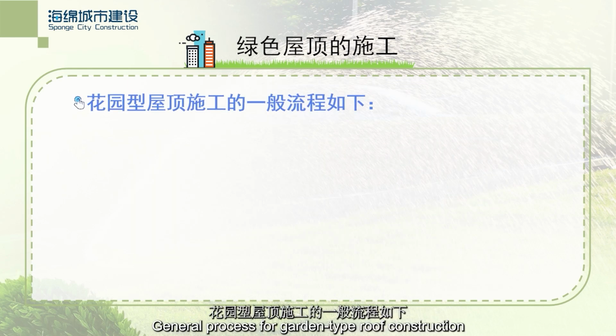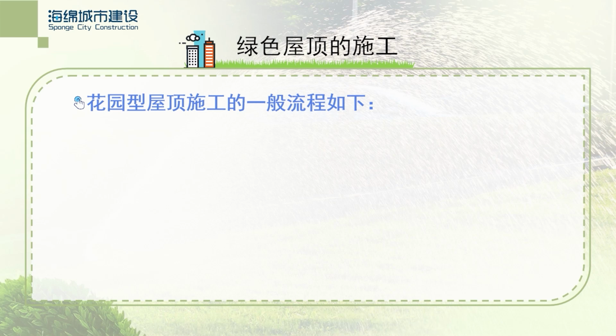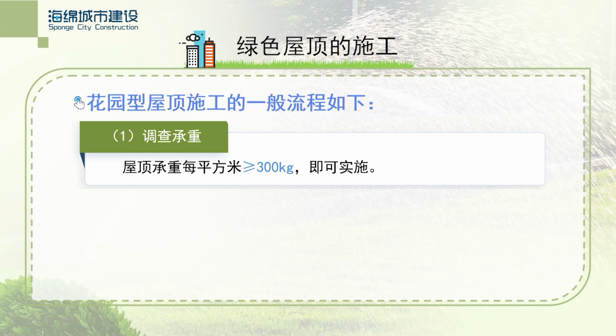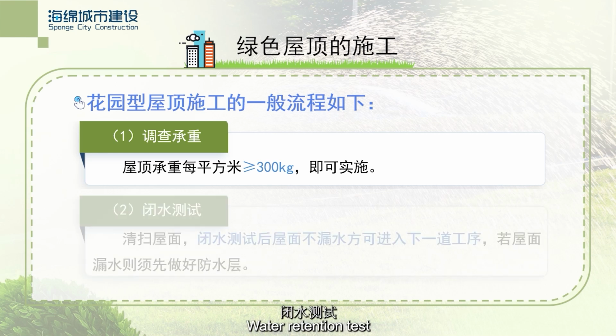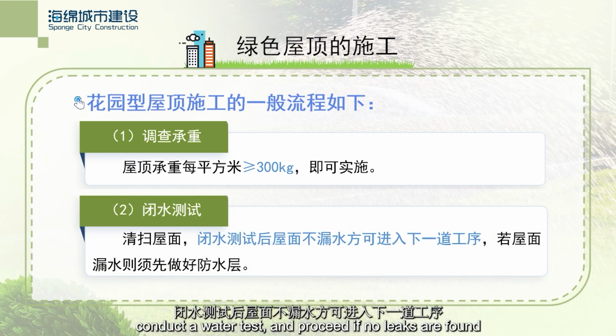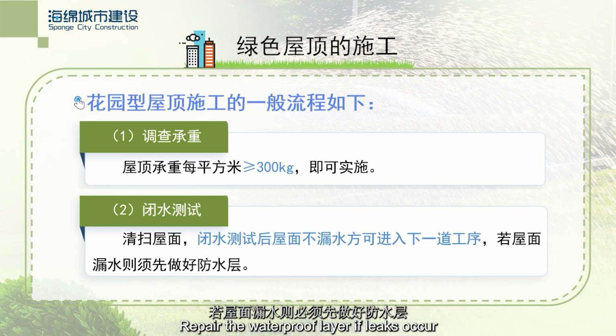General process for garden type roof construction. Check load capacity. Roof load capacity should be greater than or equal to 300 kilograms per square meter. Before proceeding, do a water retention test. Clean the roof, conduct a water test, and proceed if no leaks are found. Repair the waterproof layer if leaks occur.